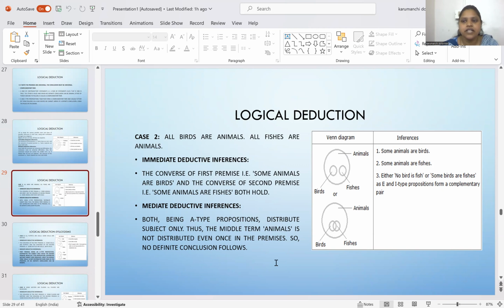So no definite conclusion will come out of this, right? So if we take the Venn diagrams, it may be both. So if we take here, all birds are animals, all fishes are animals. So both Venn diagrams may come under this. So some animals are birds and some animals are fishes. So either no bird is fish or some birds are fishes. So this is the complementary pair that comes under E and I type propositions.